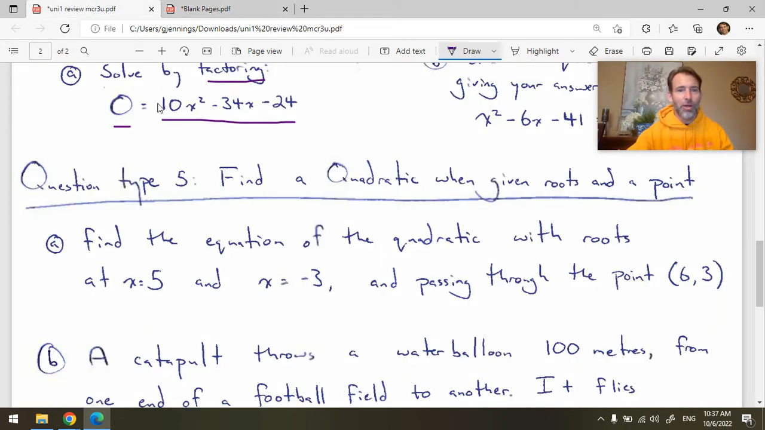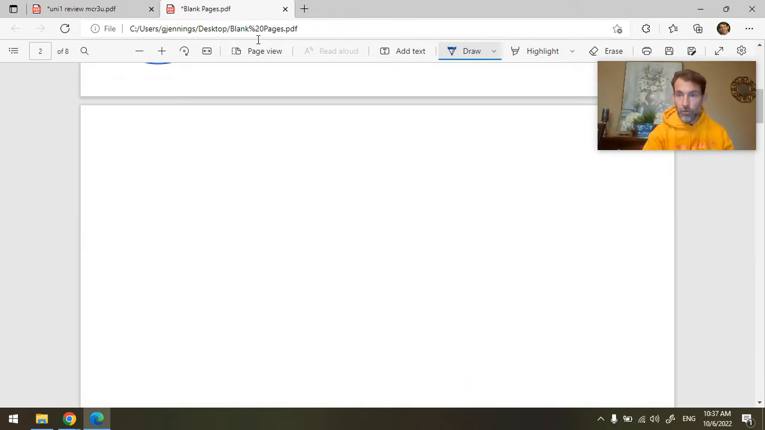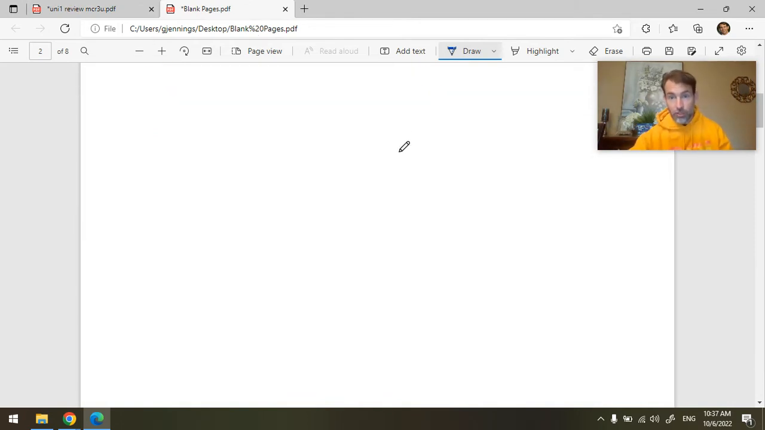Okay, now, what about a word problem? A catapult throws a water balloon 100 meters from one end of a football field to another. It flies 1 meter over Max's head, and Max is fairly short. He's 150 centimeters tall, and he was standing 10 meters from the catapult. What do you think I'm going to tell you to do first? Visualize, draw a picture, okay?